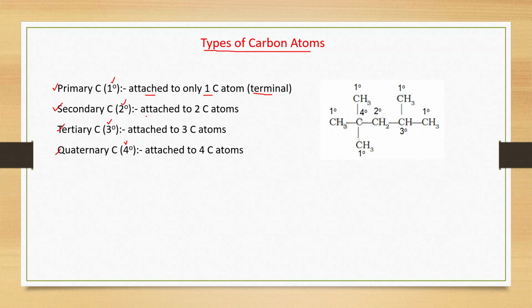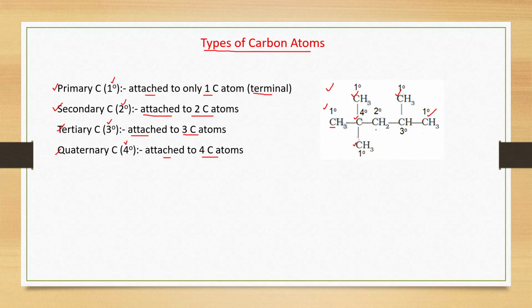Secondary carbon atom, the carbon atom which is attached to two carbon atoms. Tertiary, the carbon atom which is attached to three carbon atoms. And quaternary carbon atom is attached to four carbon atoms. See this structure. Now this carbon is attached with this one only, so this is primary, 1 degree. In the same way, this is also 1 degree carbon, this is also primary, this is also primary carbon, and this is also primary carbon.